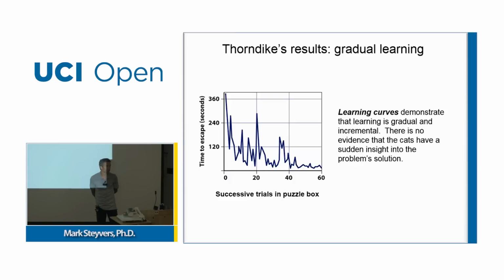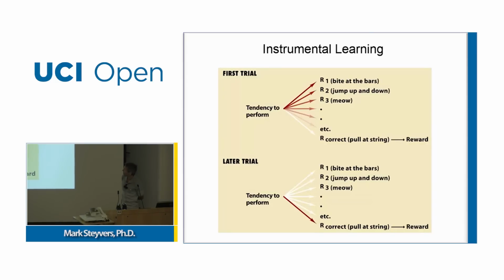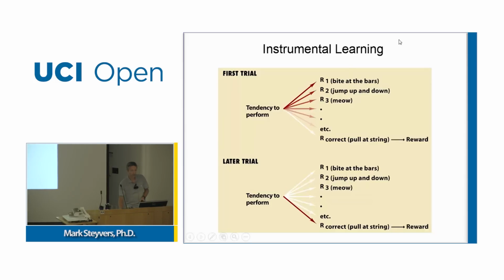Certainly Thorndike did not believe in the process of insight. He believed that there was a very simple rule that governed learning here that can be described as the law of effect. And here you see a diagram that explains this process in action. So for the very first trial that the cat is placed in this box, there are some natural tendencies, some natural responses of the cat in this situation. So cats naturally bite, jump up and down, they might meow, and it's not very natural to pull at the string at first. All right, so there's some randomness associated with these responses initially.